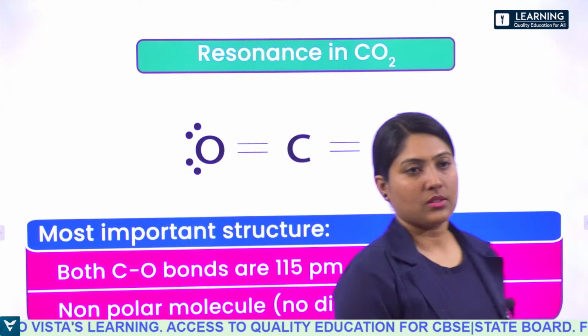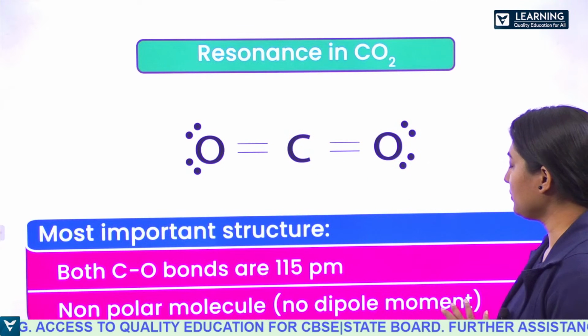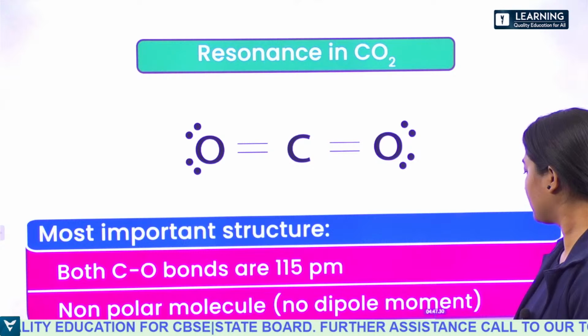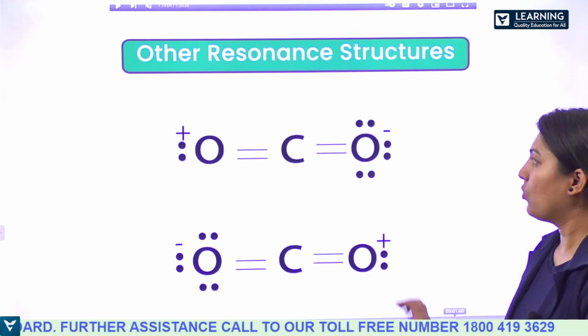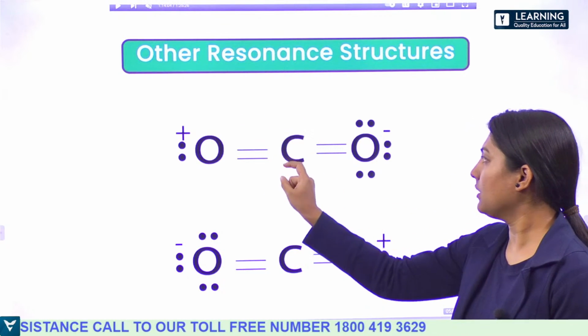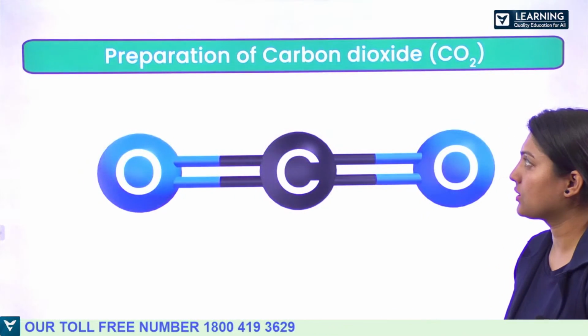Can you understand, any doubts? So here these are the resonance structures which I said. When the lone pair of electrons comes back, that will give back the electron.